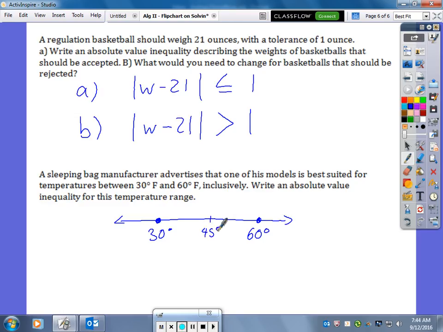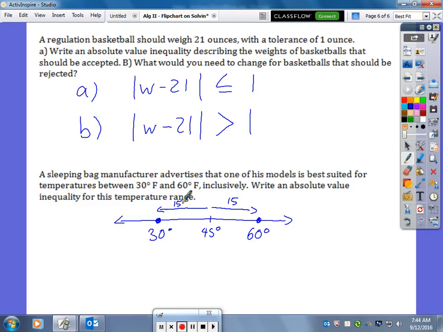And now we got the midpoint, but we also need to understand what are the ranges in both directions. From 45 to 60, we got 15. And from 45 to 30, we also got 15. And when I say 15, I mean distance. That's why the numbers are positive, right?